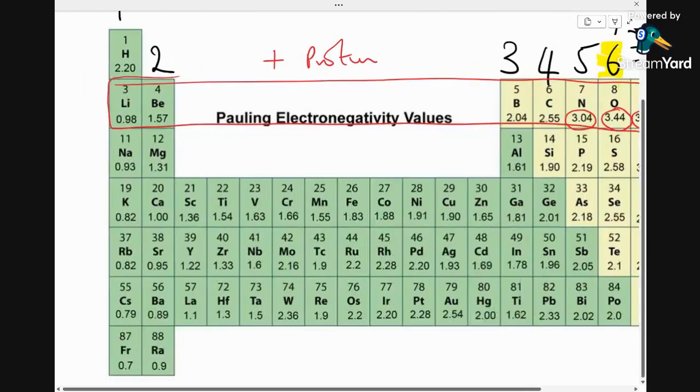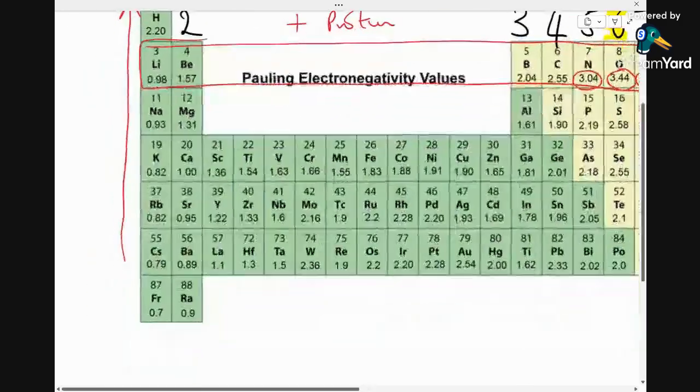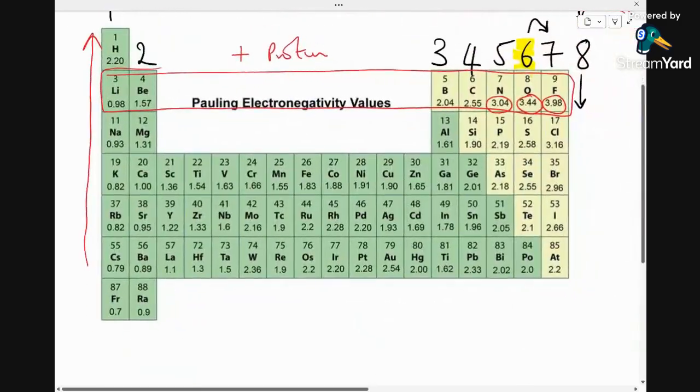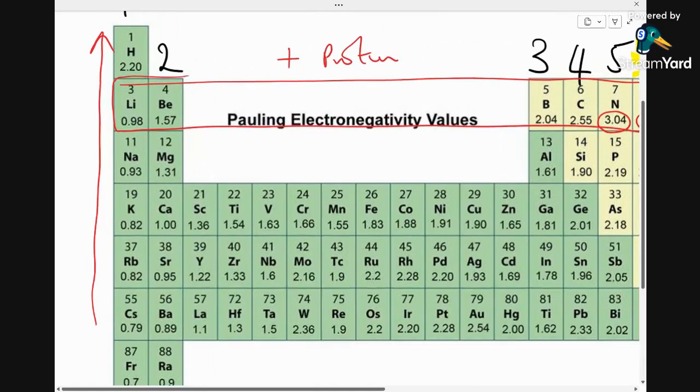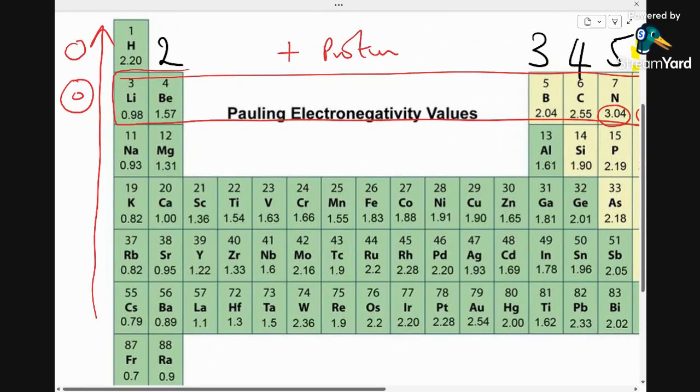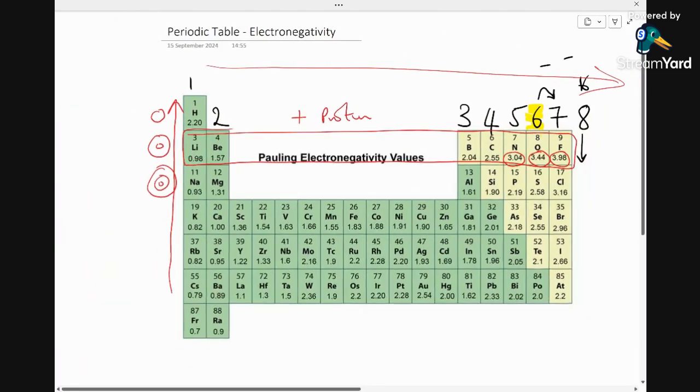And as we go up the group, electronegativity increases because of the shielding changing. We are reducing shielding. So hydrogen only has 1 energy level, lithium has 2, sodium has 3. We're increasing the distance from the positively charged nucleus, the proton, to any electrons in the outer shell used in bonding.